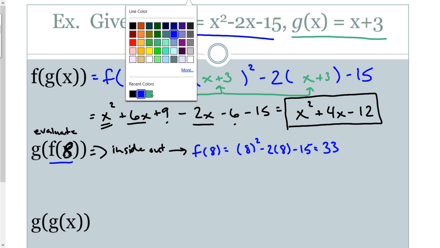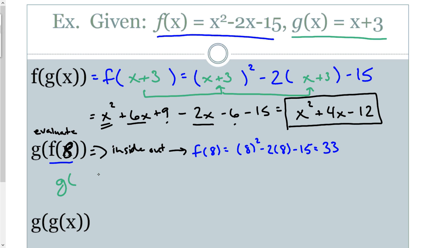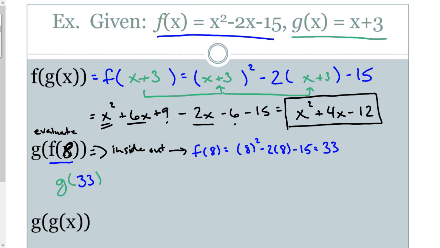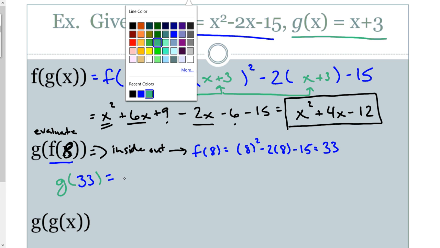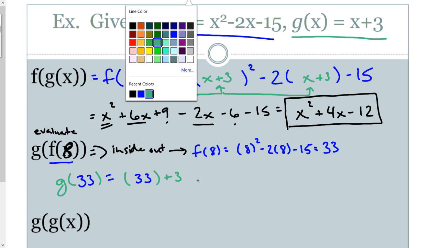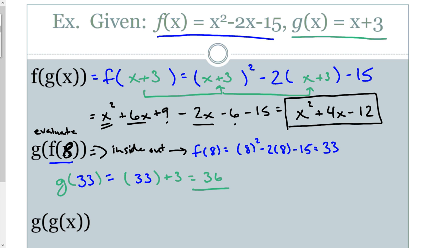So what I can do here is evaluate g of that 33. Because if f of 8 is 33, then g of f of 8 is the same thing as g of 33. So if I plug 33 into the function g, well, the function g is input plus 3. What's my input in this case? 33. What's 33 plus 3? 36. And that is how we can evaluate g of f of 8.